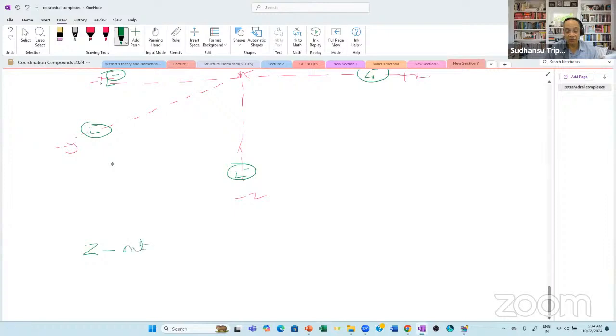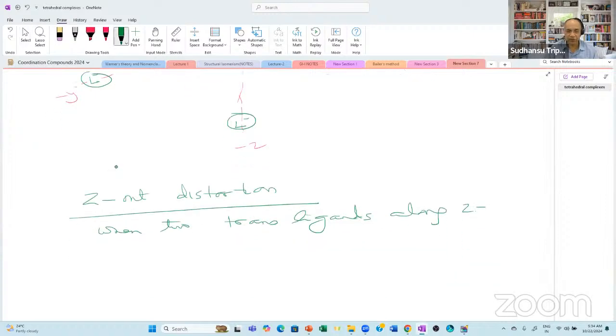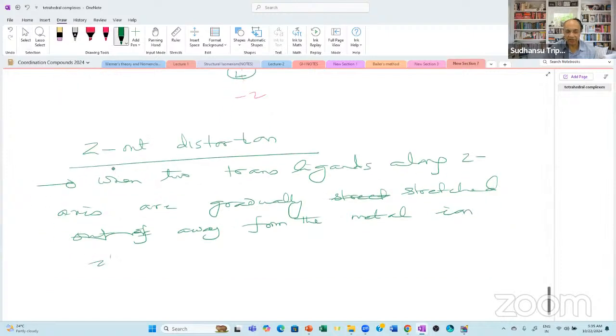Z out distortion. When two trans ligands along the Z axis, we presume the Z axis, are gradually stretched away from the metal ion, it is called Z out distortion.